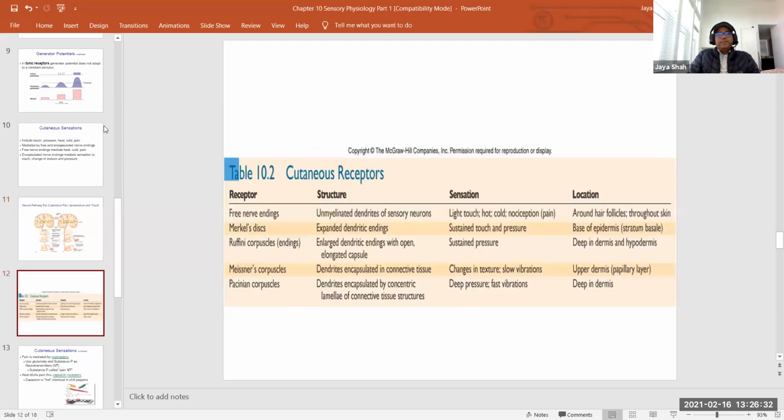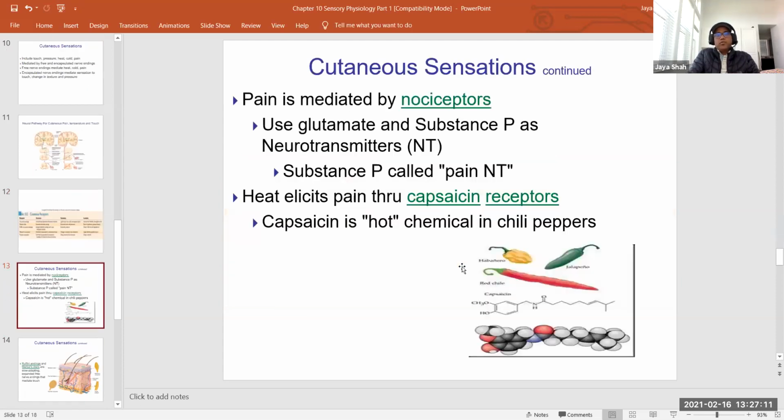Cutaneous receptors are here: free nerve ending, Merkel disc, Ruffini corpuscles, Meissner corpuscles, Pacinian corpuscles. These are structures we talked about. And here is the sensation. Free nerve ending is for light touch, hot, cold, and pain. Merkel disc is for sustained touch and pressure, that means deep touch and pressure. Ruffini corpuscles endings are for sustained pressure. Meissner's corpuscles are for change in texture and slow vibrations. Pacinian corpuscles are for deep pressure and fast vibration. So these are the receptors and their associated sensations.